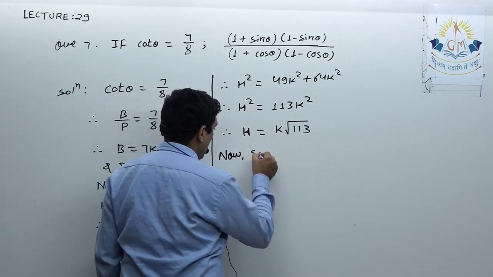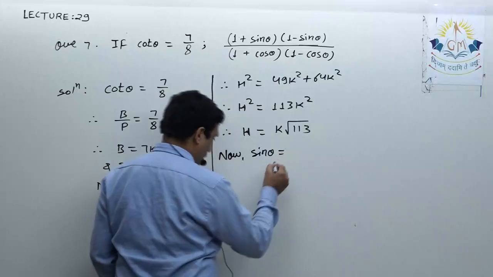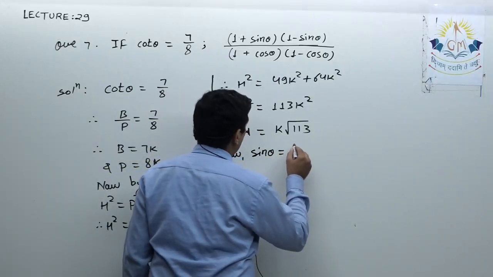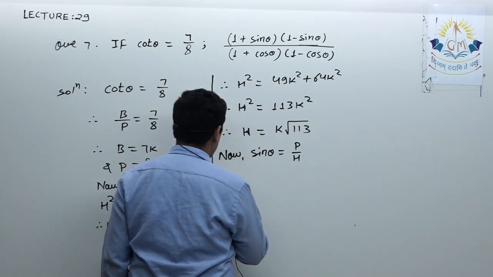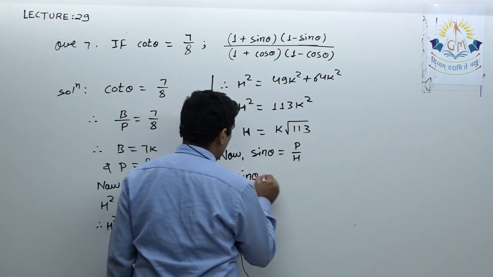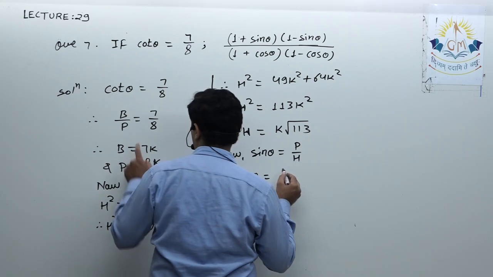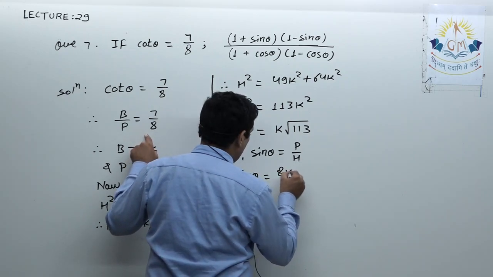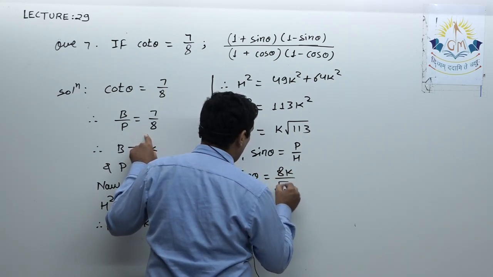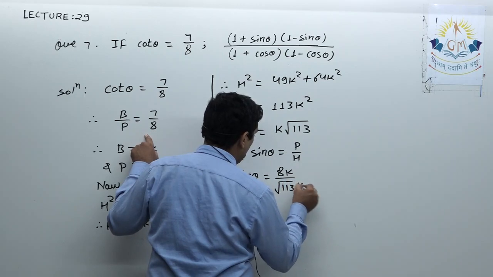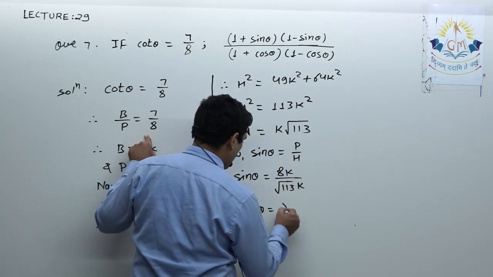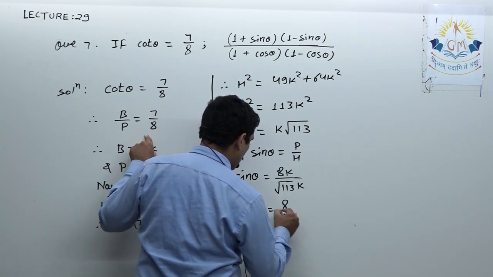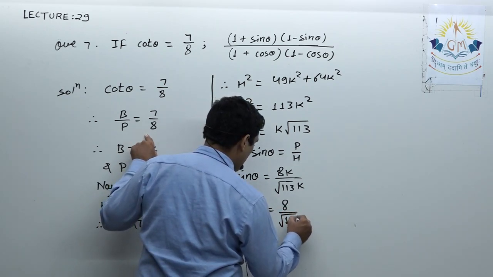So now sine theta is equal to perpendicular upon hypotenuse. Therefore sine theta is equal to, now perpendicular is 8k, hypotenuse is root 113k. So sine theta is equal to 8 upon root over 113.